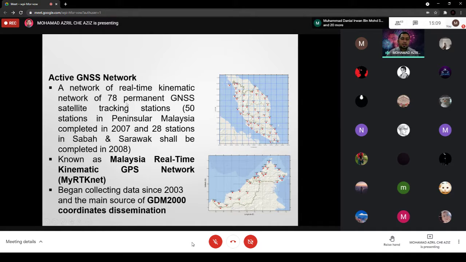Okay, next. Now about the Malaysia Real-Time Kinematic GPS Network. So this one is in your book, page 35.